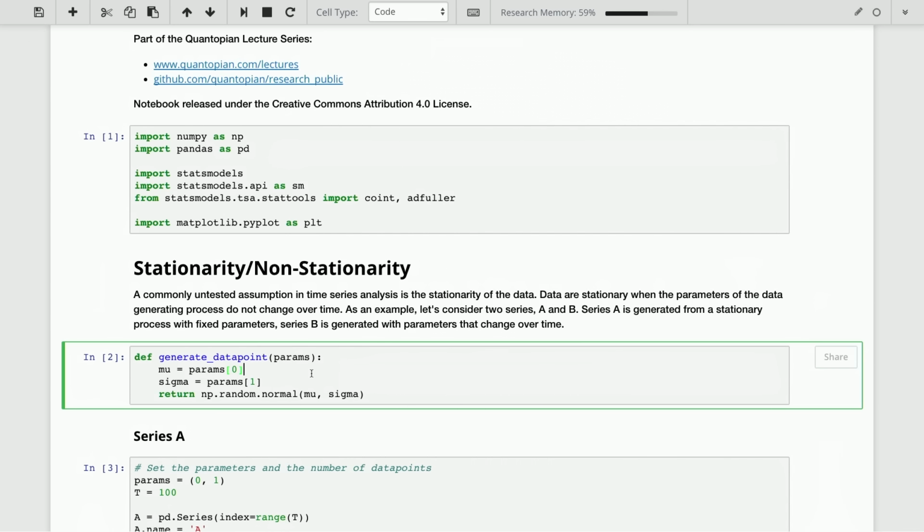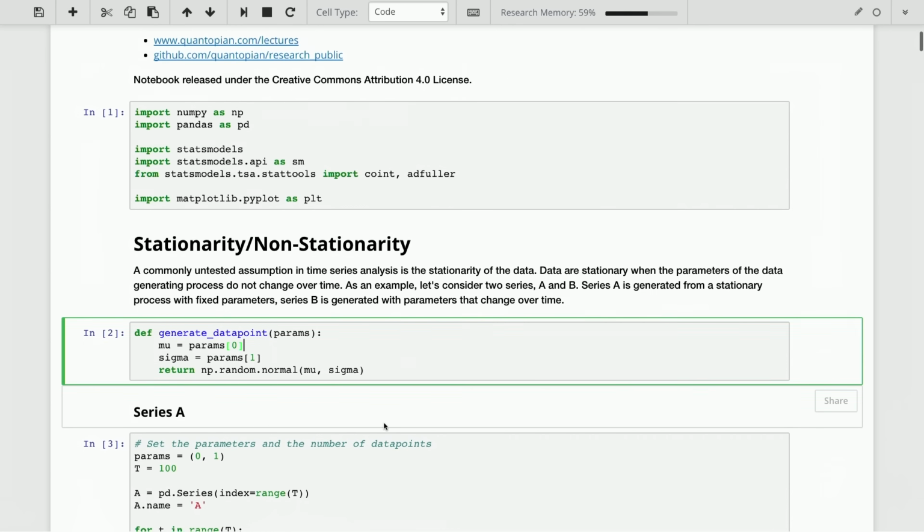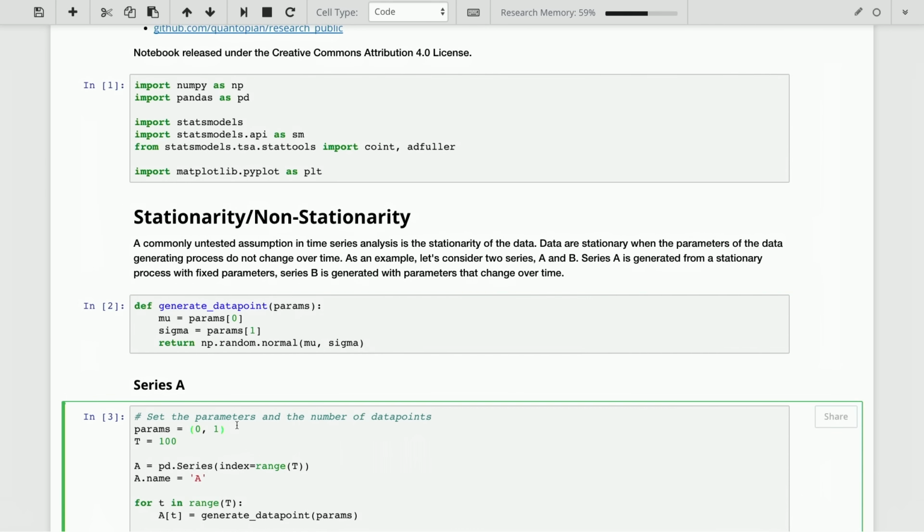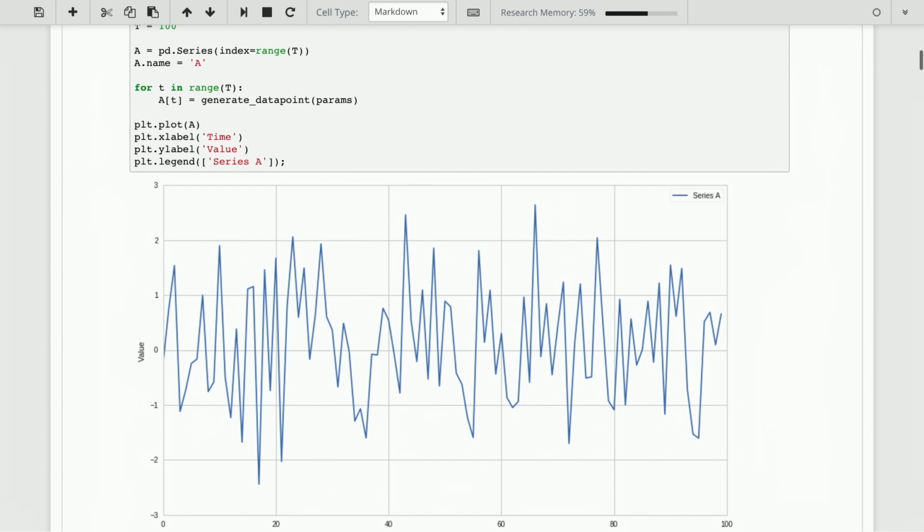So I'm going to define this basic function here, generate data point. I'm just going to generate a sample from a normal distribution. In this particular case, I'm just going to generate some samples with a mean 0, standard deviation 1. Standard normal distribution, nothing special, our favorite distribution. And I'll generate about 100. So this is a stationary time series. Looks like white noise, right?